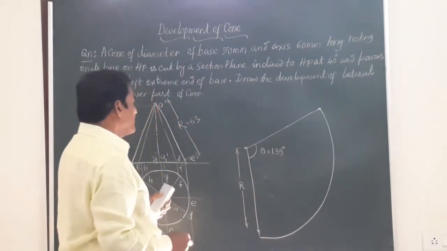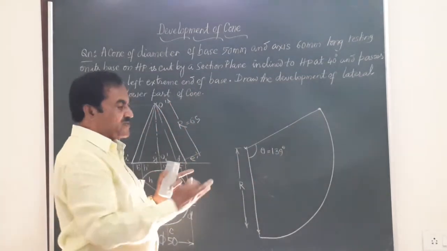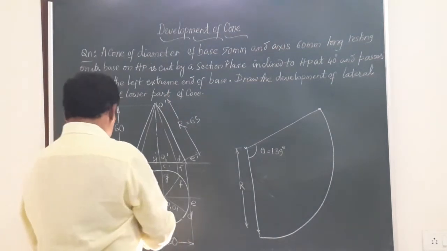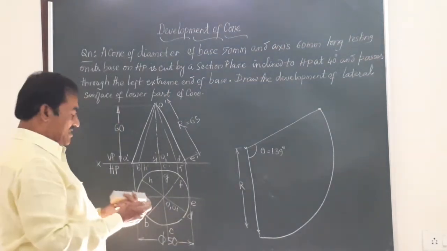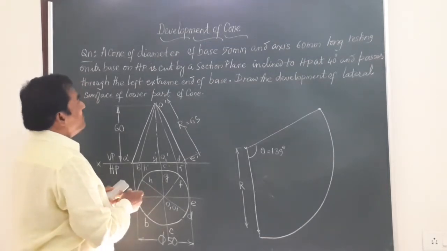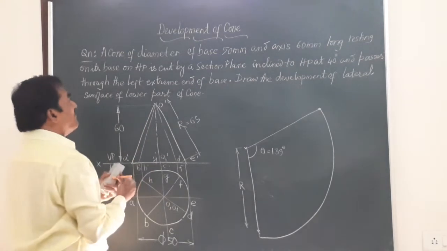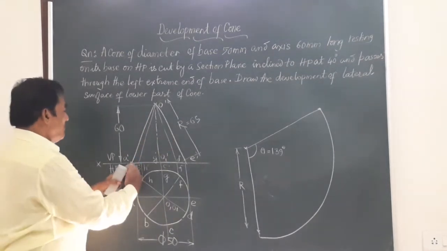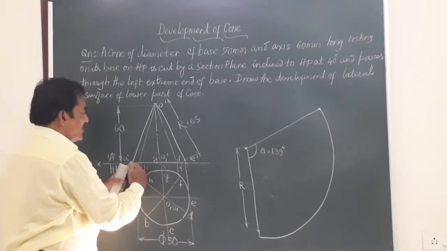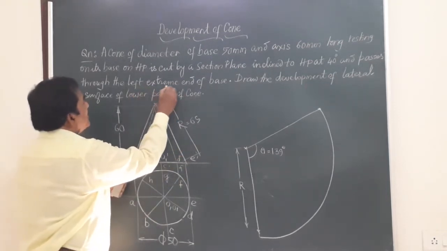Friends, here this would have been the development of the cone without being cut. Now, let us mark the section plane and see how it is cutting the solid. It says in the question, the section plane is inclined at 40 degrees to HP and passes through the left extreme end of the base. Base is A dash, the extreme end is either A dash or E dash. He is very specific. He says left extreme end.